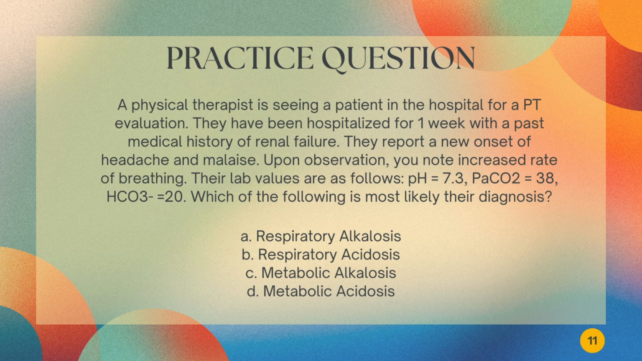So pH is 7.3. That means their pH is low, so they're in some kind of acidosis. So we can rule out A and C. Their partial pressure of carbon dioxide is normal, 38, because it's between 35 and 45. Their bicarbonate is 20, so that is actually low because the normal is 22 to 26. And if the pH is low and the bicarbonate is low, that means we have a metabolic issue going on, so metabolic acidosis. So D is the best answer, metabolic acidosis.